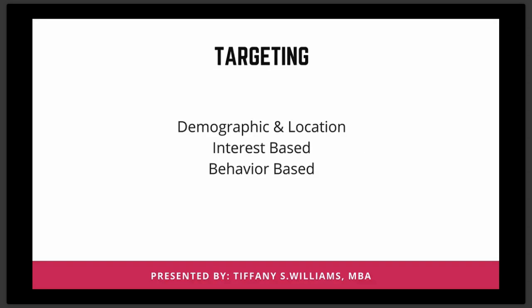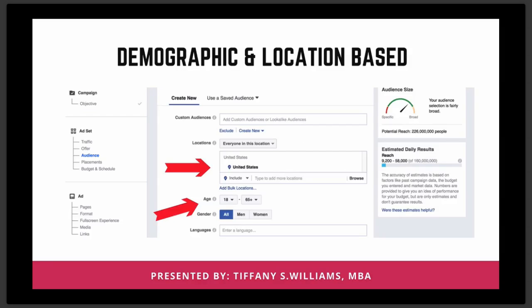Targeting. There are three main ways that you can target on Facebook when you're running ads: demographic and location, interest based, and behavior based. Demographic and location based is the part of the ad where you select the location, whether you're doing local ads, targeting the United States, or targeting other countries. You can select the age and the gender. That's the basic demographic and location based targeting that you will select.